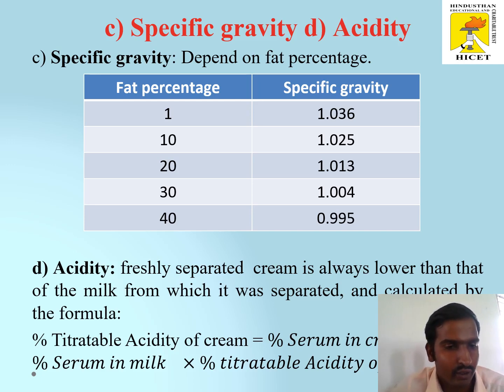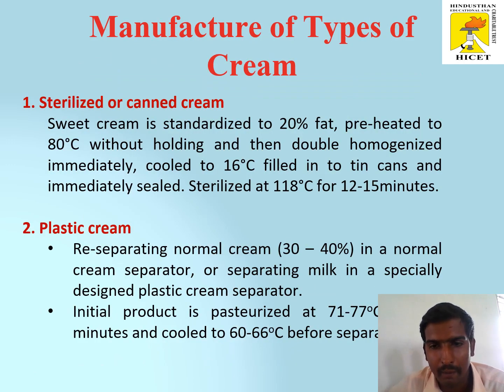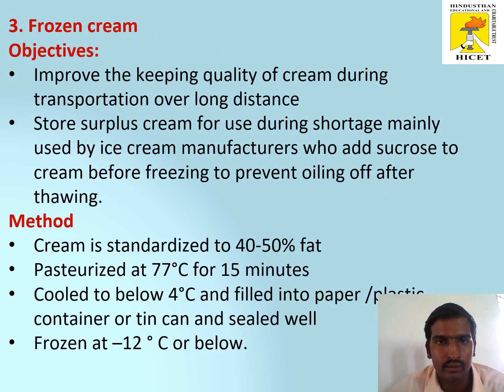The formula used to calculate the acidity is: the percentage titratable acidity of the cream is equal to the percentage of serum in the cream, multiplied by the percentage of serum in the milk, multiplied by the percentage of titratable acidity of the milk. Pasteurized at 71 to 77 degrees Celsius for 15 minutes, and it is cooled to 60 degrees Celsius before going into the plastic cream separator for the separation process.